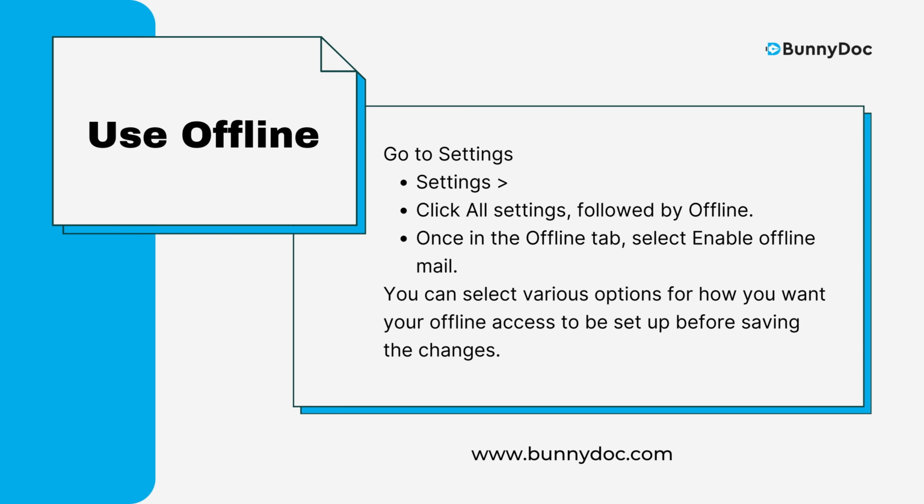Use offline. Go to Settings. Click All Settings, followed by Offline. Once in the Offline tab, select Enable Offline Mail. You can select various options for how you want your offline access to be set up before saving the changes.